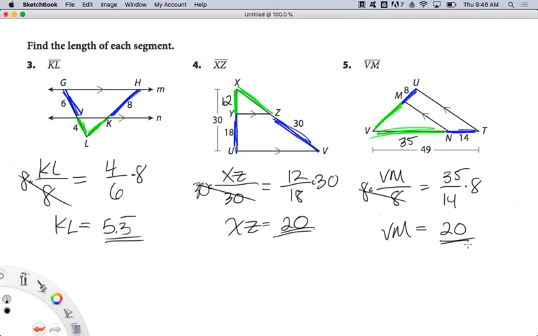So I kind of set it up wrong, but I still got the right answer. You did Vm over 35 equals 8 over 14? Yeah, that's fine. It's technically the same thing. Green over blue equals green over blue, or guess what, guys? Green over green equals blue over blue. It's just rearranging the same exact equation. Math works that way sometimes. It's great.